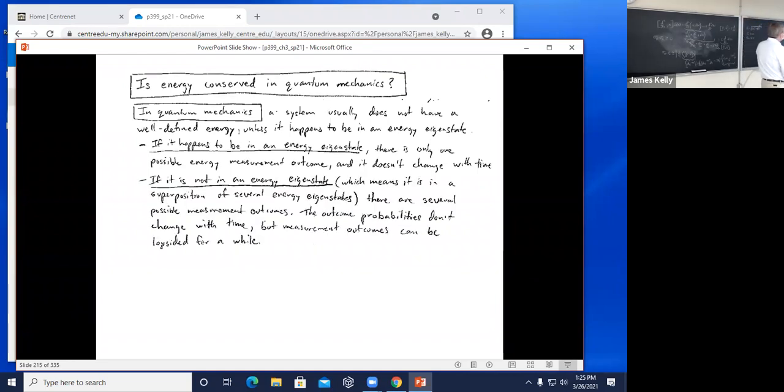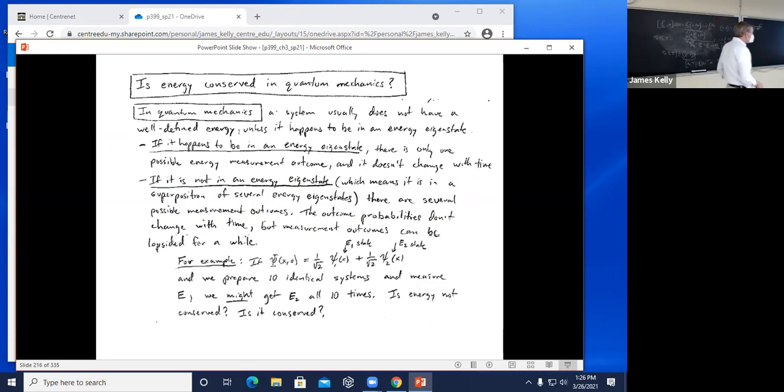But more generically, it's not in an energy eigenstate. That means it's in a linear combination of several energy eigenstates, and there are several possible measurement outcomes. And the outcome probabilities don't change with time. That's one of the things we found back in chapter 2. But still, measurement outcomes can be kind of lopsided for a while.